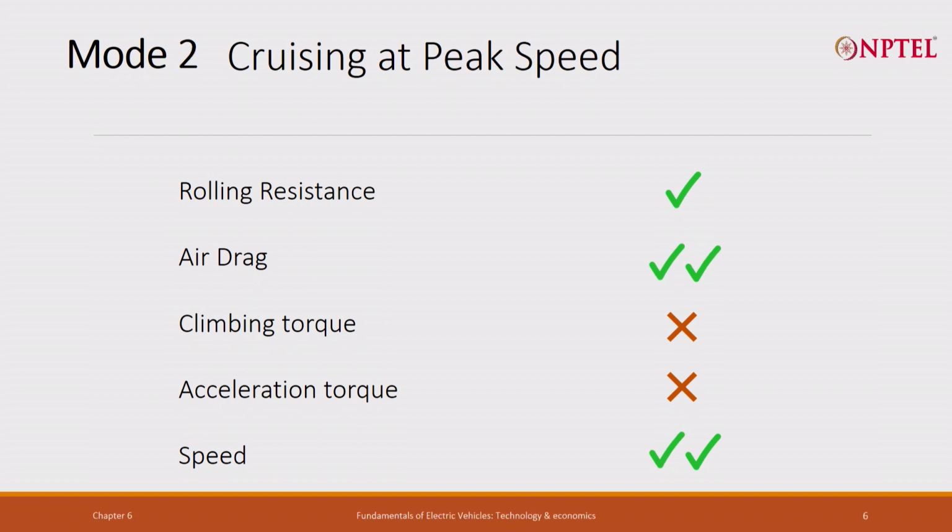Likewise, if I look at the peak speed context, I am going at the highest speed that I can on a highway. The rolling resistance is in operation, the air drag is much higher because air drag depends upon the square of the speed. If I go at 1.5 times the speed, the air drag increases by 1.5 squared, which is 2.25 times, and there is no climbing torque. I am going on level ground. There is no acceleration because I am cruising at a constant speed, and this torque, which is now the sum of the rolling resistance and air drag, should be delivered at a very high speed.